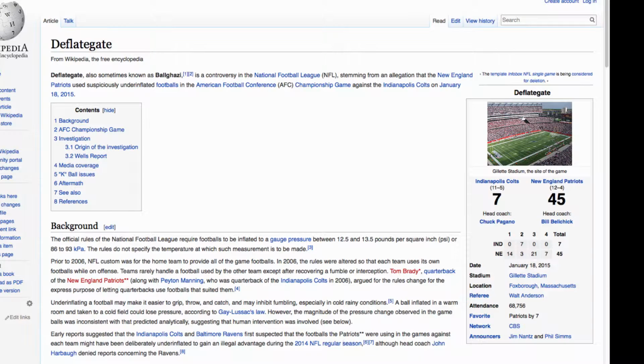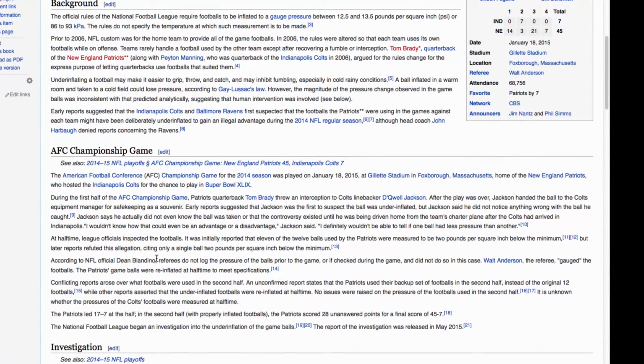Now, if I scroll down and take a look at another part of the Wikipedia article, you'll see here that at halftime, league officials inspected the footballs, and it's initially thought that many of the footballs were 2 pounds per square inch below the minimum. So we're going to use this example to talk about the ideal gas law. I'm going to compare what we did in the very first video, example number 1, where we calculated the mass of nitrogen inside a football that was properly inflated, to the mass of a football that is improperly inflated, such as one that you might have seen in Deflategate.